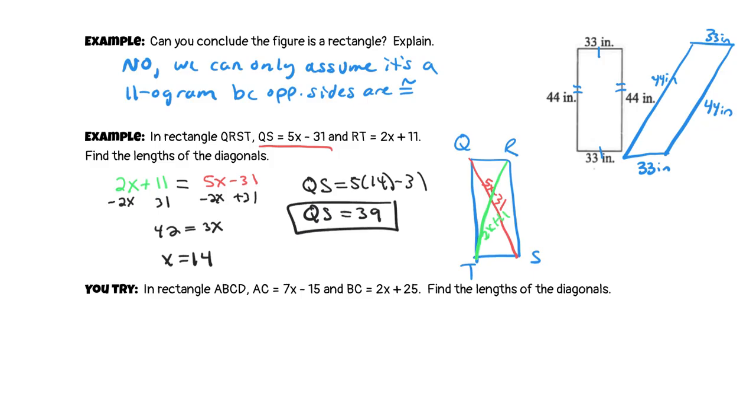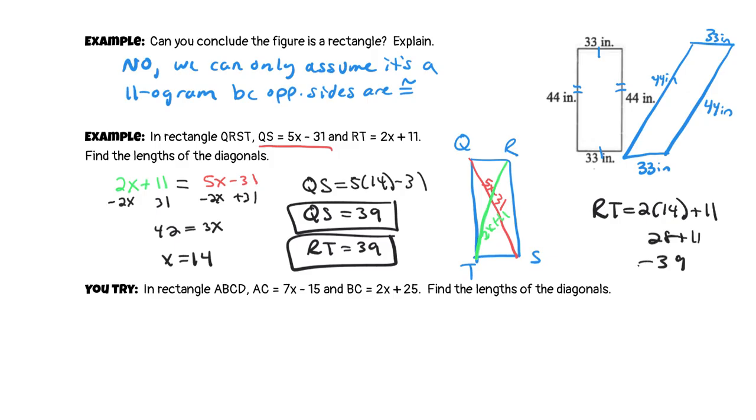And I'm assuming RT would also equal 39. But we can always plug it in just to make sure we did everything right. So 2 times 14 would be 28 plus 11, which you can see is also 39. Okay? All right, go ahead and do the U try, and then I will go through it.